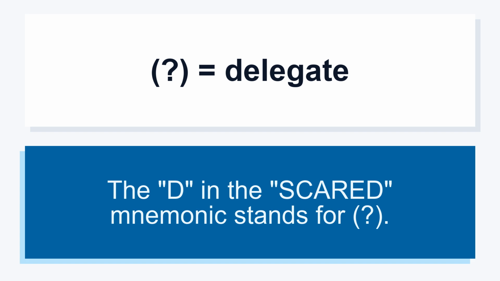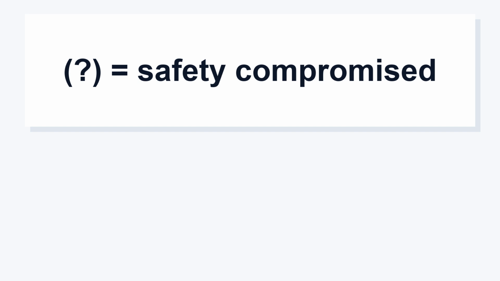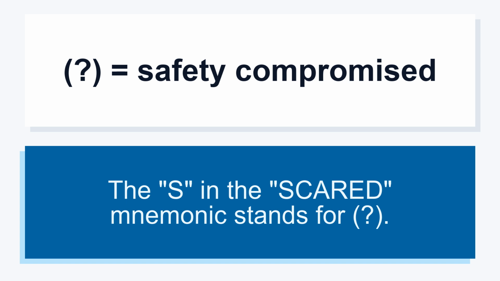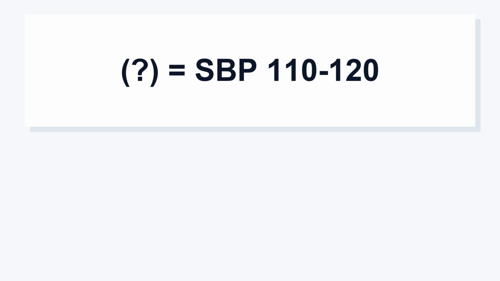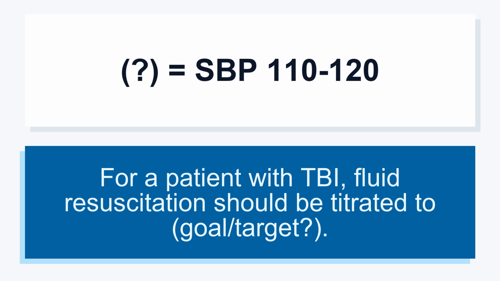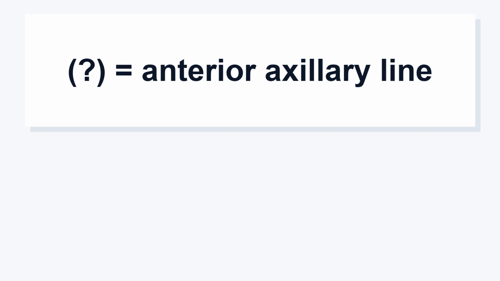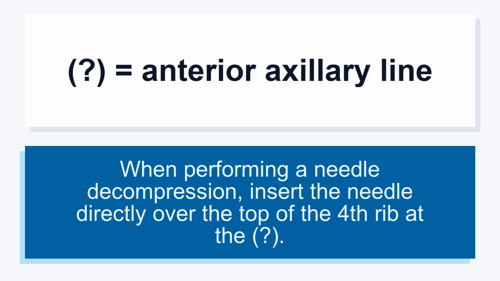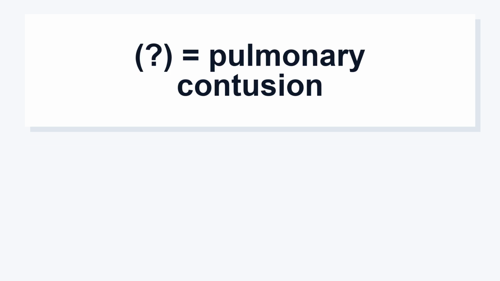The D in the scared mnemonic stands for equals safety compromised. The S in the scared mnemonic stands for equals SBP 110 to 120. For a patient with TBI, fluid resuscitation should be titrated to goal/target, equals anterior axillary line. When performing a needle decompression, insert the needle directly over the top of the fourth rib at the equals pulmonary contusion.